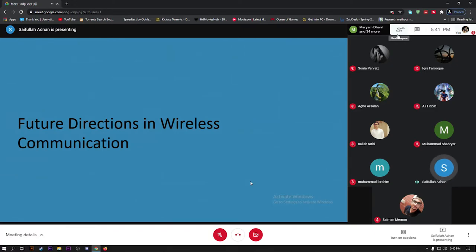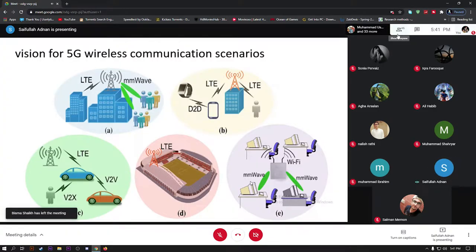Now, the most important thing we are going to start with is which directions are the most suitable and hot topics for future generation wireless communication. So let me give you a basic idea. In figure A, you can see there is one cell, there is one antenna, like the base station, and there are users available. The important thing used in 5G wireless communication is millimeter waves. So millimeter waves is one of the topics we can work on for future generation wireless communication.